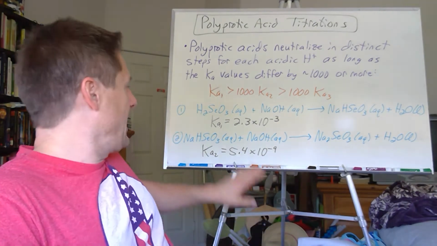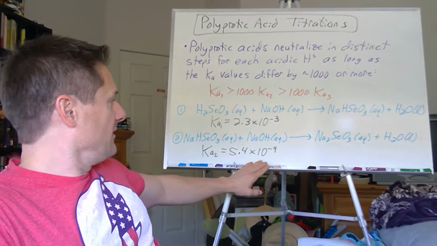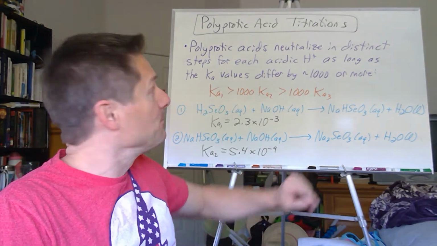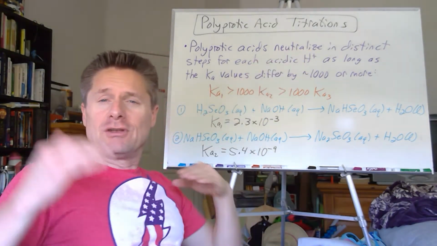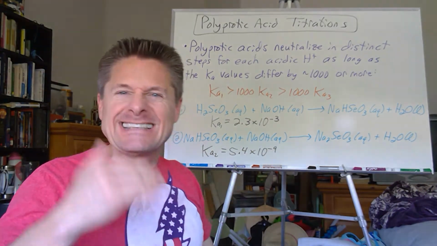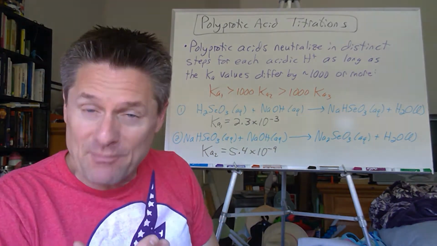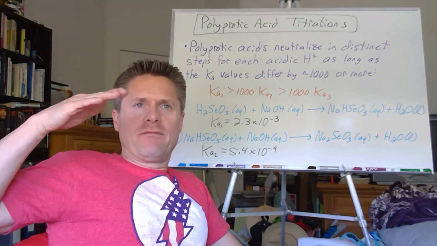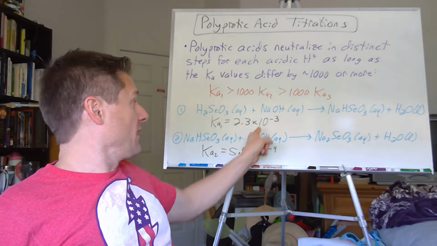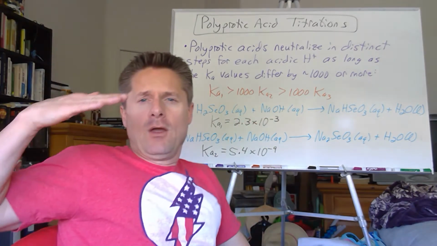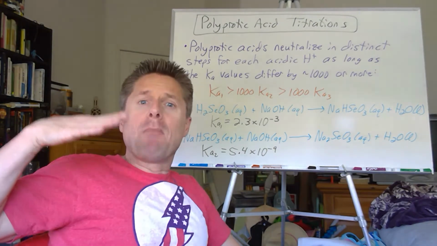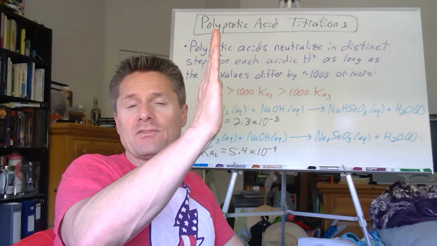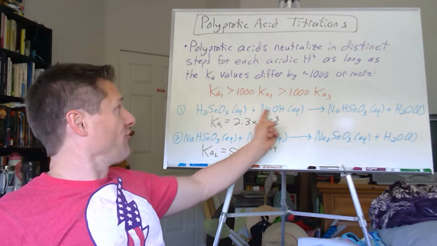We're going to use a similar kind of assumption. If the second Ka is at least 1,000 times smaller than the first Ka, we can assume that the neutralization, if we add a strong base, will happen in distinct successive steps, which would be visible on a titration curve. If Ka1 is more than 1,000 times bigger than Ka2, we'll see what appears to be a monoprotic acid titration curve. You'll see it come up, and boom! You'll see that first equivalence point.